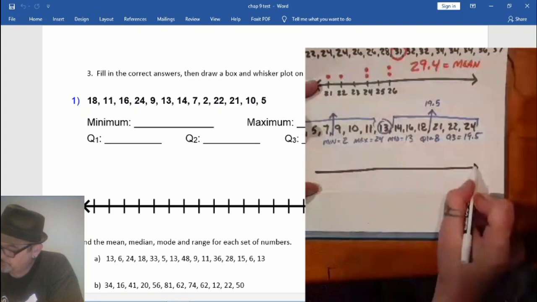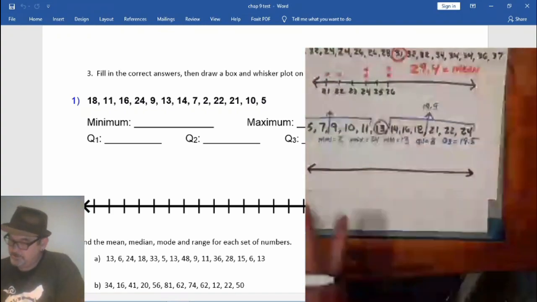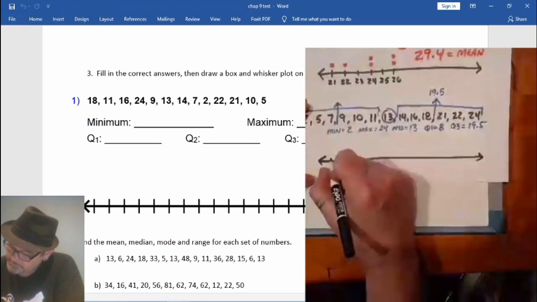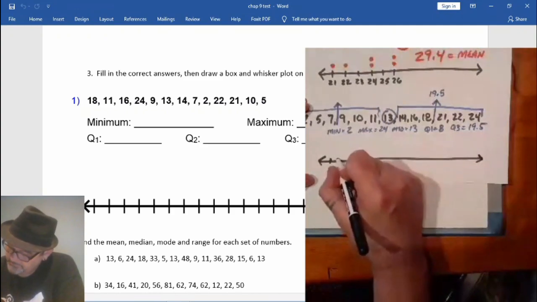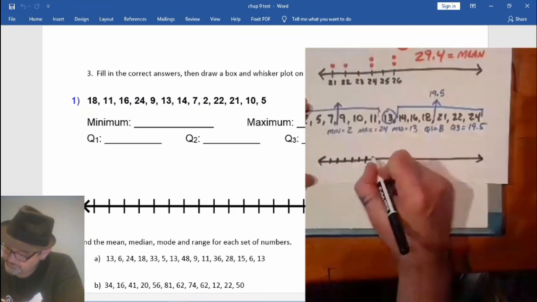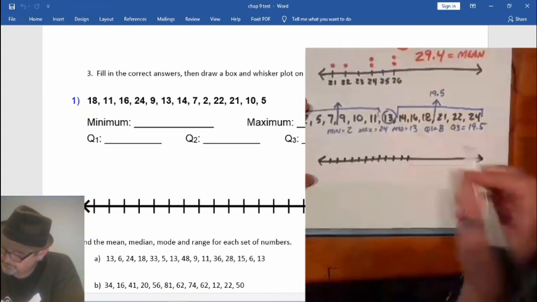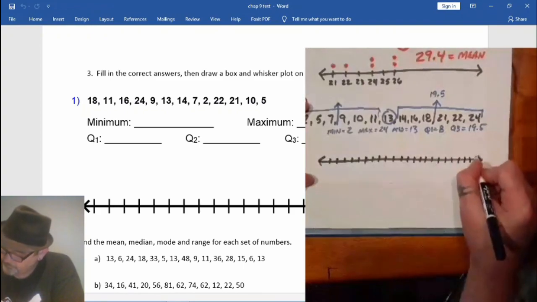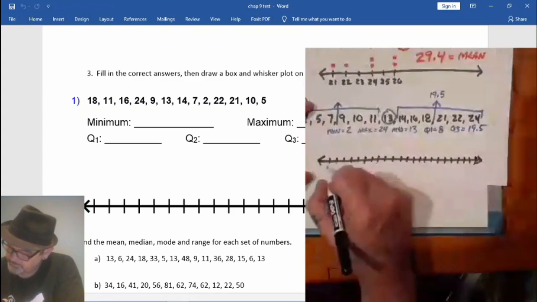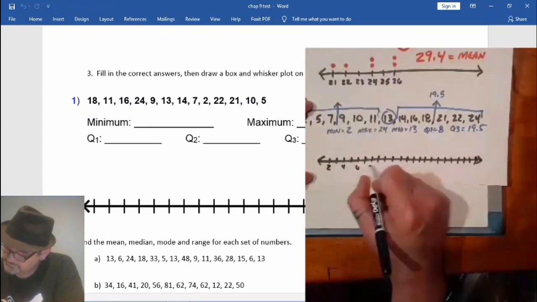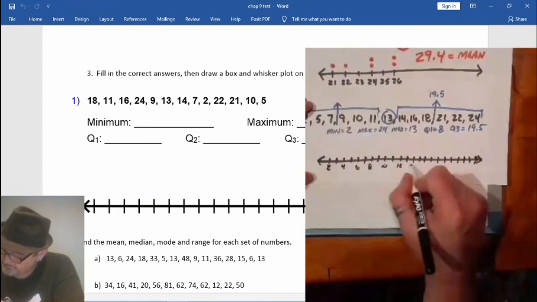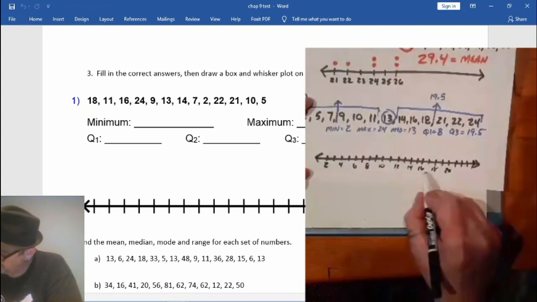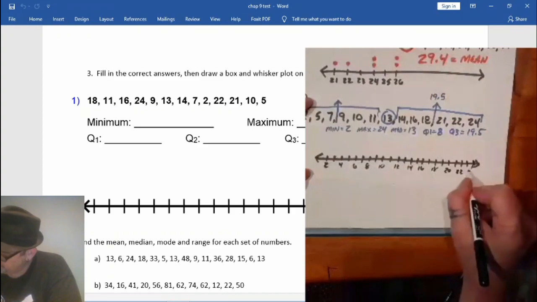So we're going to draw a number line. And it goes from 2 to 24, right? Oh boy, let's see. 2, 3, 4, 5, 6, 7, 8, 9, 10, 11, 12, 13, 14, 15, 16, 17, 18, 19, 20, 21, 22, 23, 24. Pretty good, Mac. Not bad at all. So 2, 4, 6, 8, 10, 12, 14, 16, 18, 20, 22, and then 24 all the way at the end there.